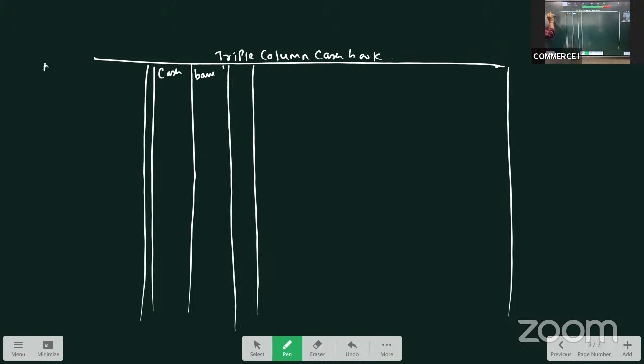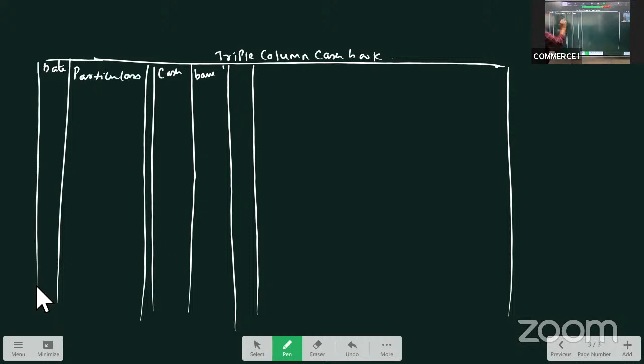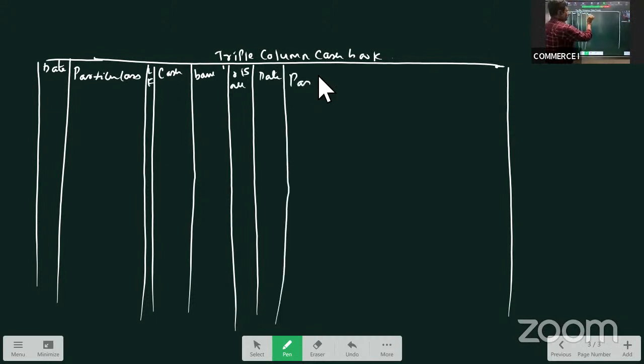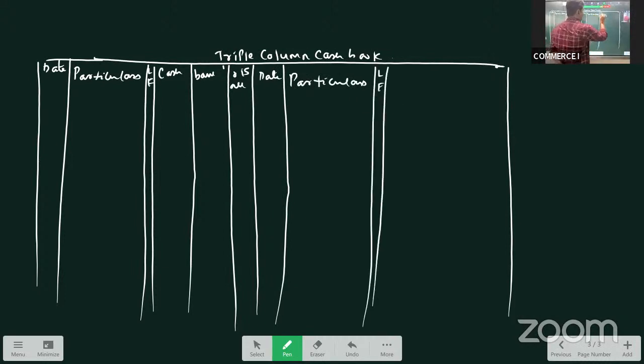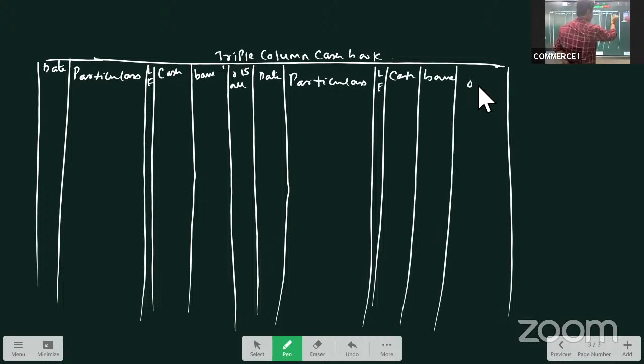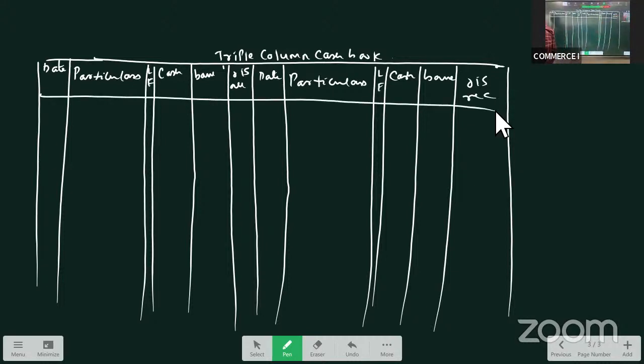What are the columns? Date, particulars, LF, cash, bank and discount allowed. Date, particulars, LF, cash, bank, discount received. You know the format? Okay. So shall we start?